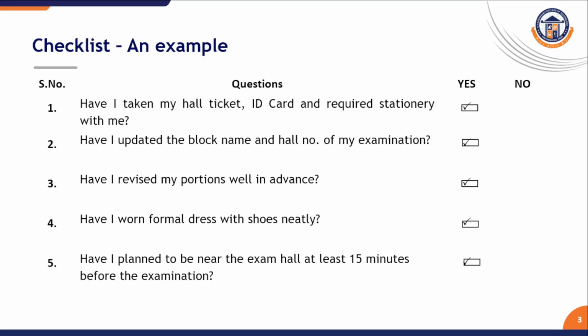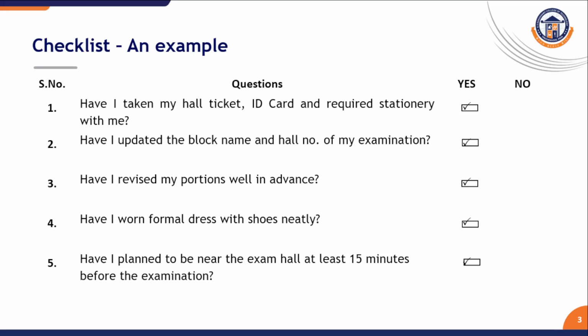And see the fifth question, have I planned to be near the exam hall at least 15 minutes before the examination? Very important point here. If you are ready for attending that examination and you are waiting outside the hall at least 15 minutes before the examination, are you ready? You have to put a tick mark.